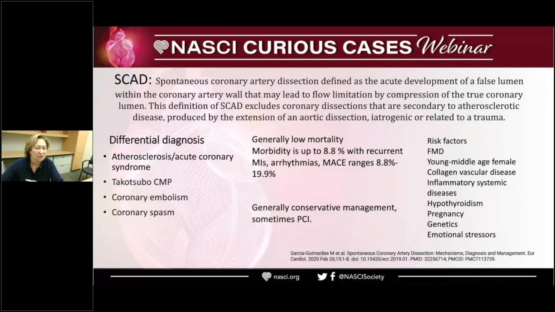So what I wanted to show you are a few cases, actually 3 cases that are relatively similar in appearance, and specifically pertinent to that concept of spontaneous coronary artery dissection. It is defined as the acute development of a false lumen, or basically dissection, and this is not secondary to atherosclerotic disease, not because of aortic dissection, not iatrogenic or related to trauma. That's basically what spontaneous coronary artery dissection means.